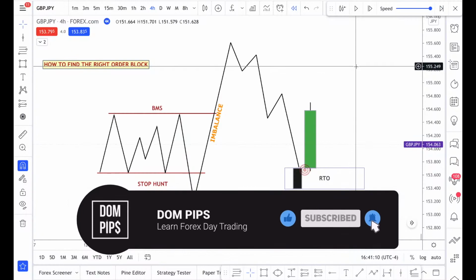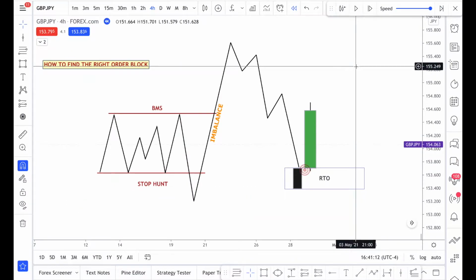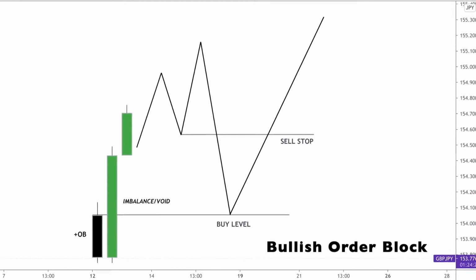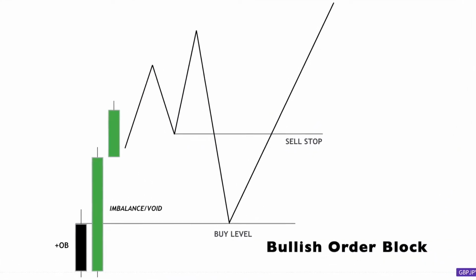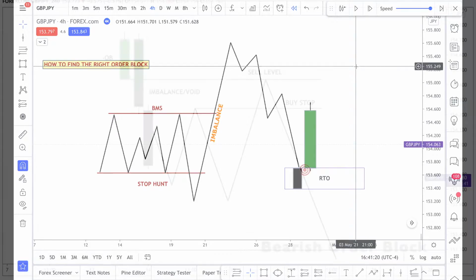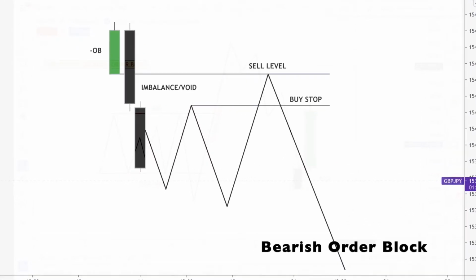First video, and you know the basics of what an order block is. Just to recap, a bullish order block is the last down candle before the explosive move up. Vice versa, the last up candle before the down move is a bearish order block.